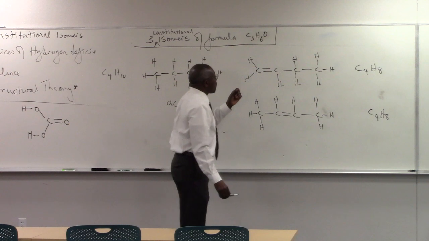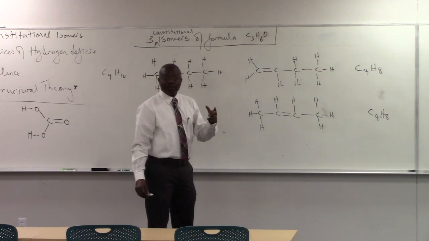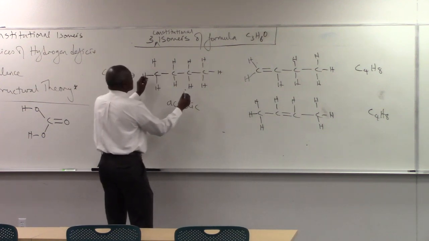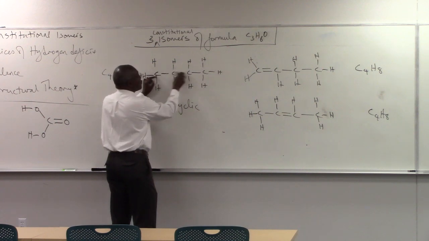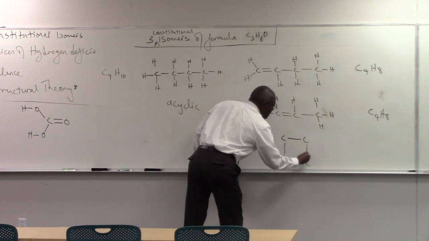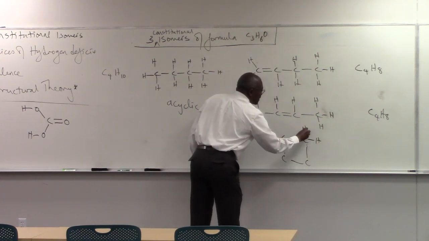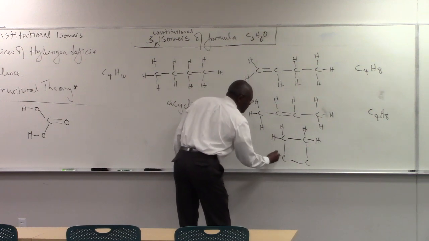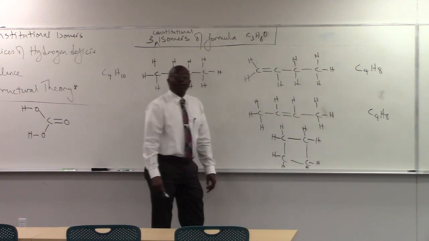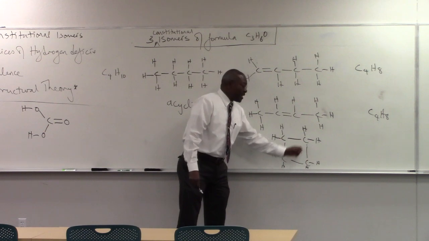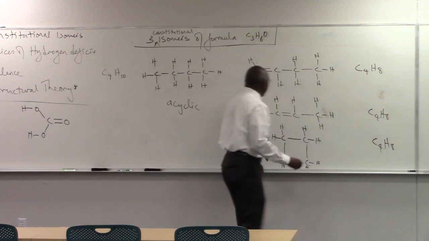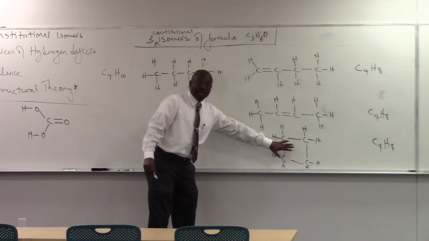Okay? What would have happened if I made a ring? If I made it cyclic? So, I'm going to zip together carbons 1 and 4. 1, 2, 3, 4, and zip them together. If I complete the valences on the carbons, well, that formula is C4H8. That's also C4H8.